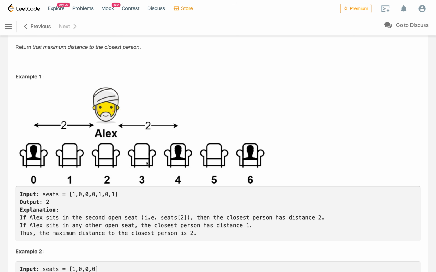If Alex sits on seat number 3, then this one is closest, so it is 1. Since 2 is the max, we can't take it. Similarly, if Alex sits on seat number 5, then the distance to the closest person at 4 or 6 is 1. So overall the maximum we can get is by Alex sitting on seat number 2, which gives 2, and 2 is our answer.